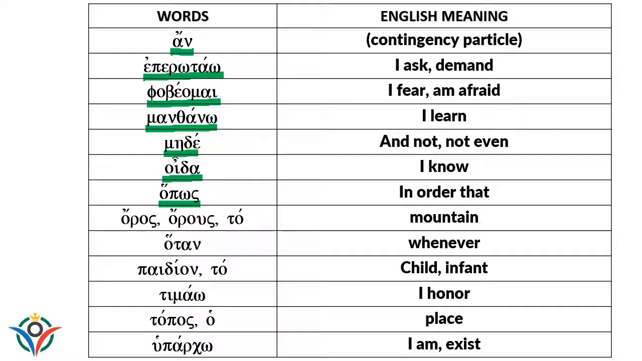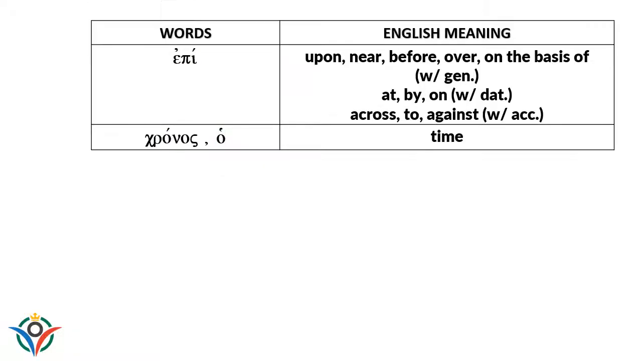Then we have oros, to, which is mountain. Then we have hotan, whenever. Next we have paidion, to, child or infant. Then we have timao, I honor. Second to last, topos, ho, place. And finally, huparcho, I am, I exist.